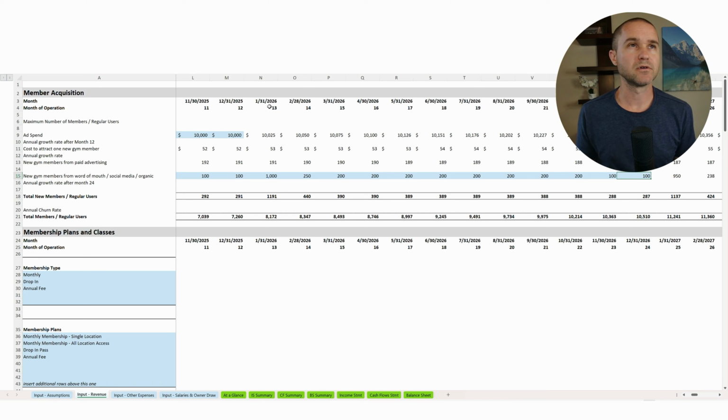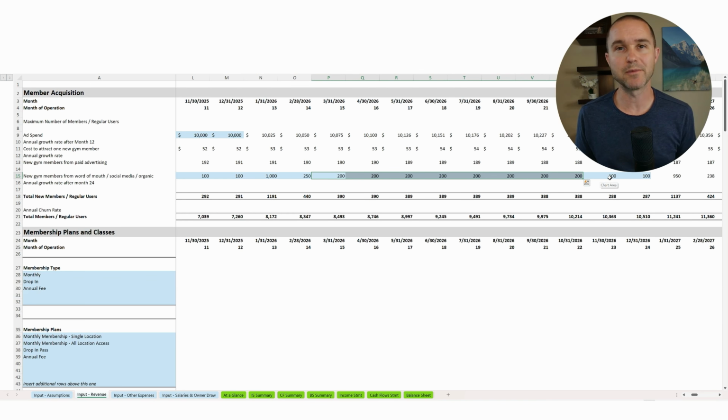So in this example, since we have a January start month, month 13 is January again of the following year. We said, hey, we're going to get a big influx of new members. So we're going to have 1,000 new members in January, 250 in February, and then we're going to get back down to just the norm, 200 new every month, maybe until November, December.